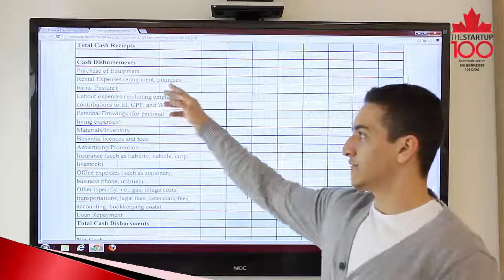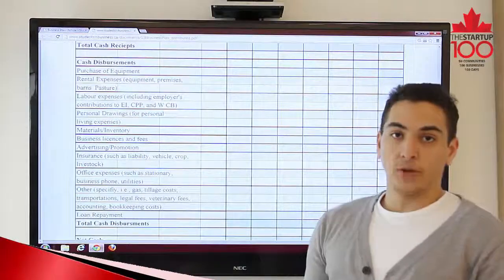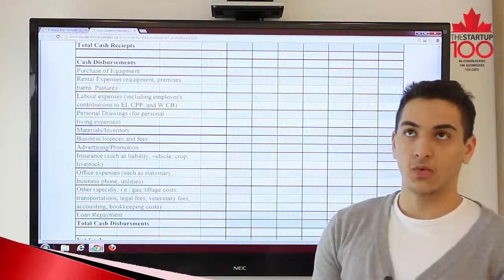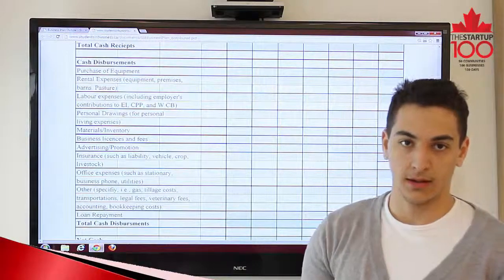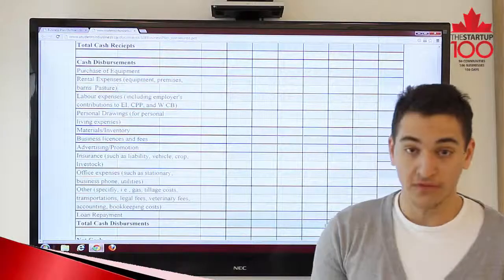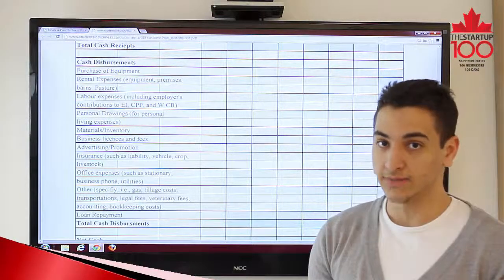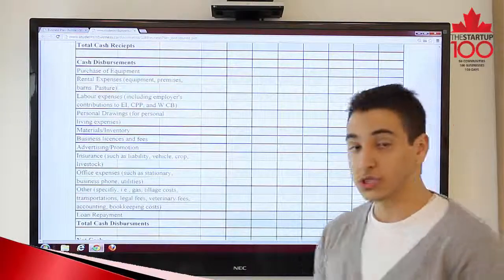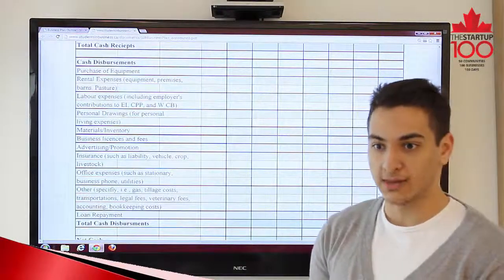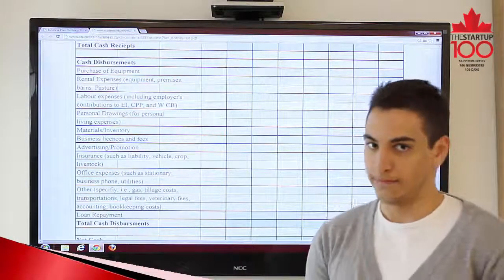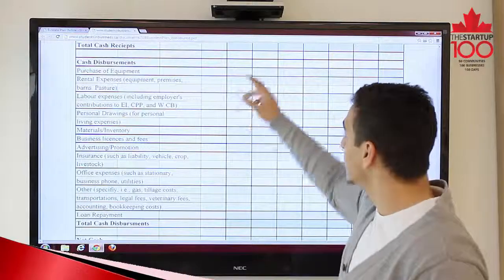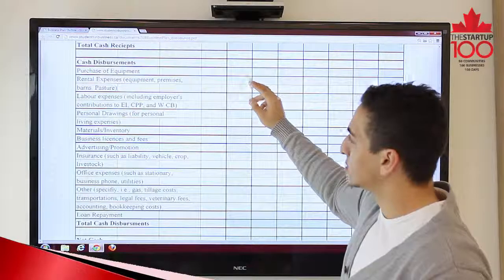Starting off, purchase of equipment. Say, as I said, you have a cookie business. Where will you get the oven to cook your cookies? That's equipment. If you're going to purchase an oven, if you're going to purchase the pan, even if you're going to purchase the aluminum foil, you're going to put that as purchase of equipment. That's that.